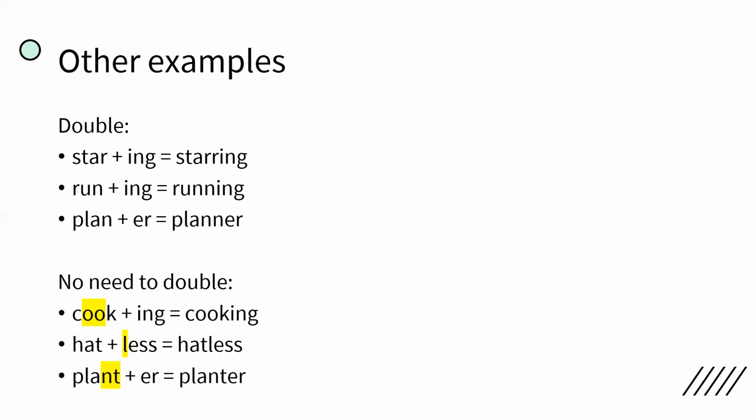The doubling rule again says we have one vowel followed by one consonant. There's one accent, and we're adding a vowel suffix. That tells us to double the final consonant.